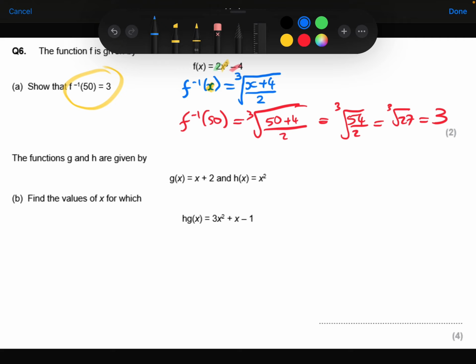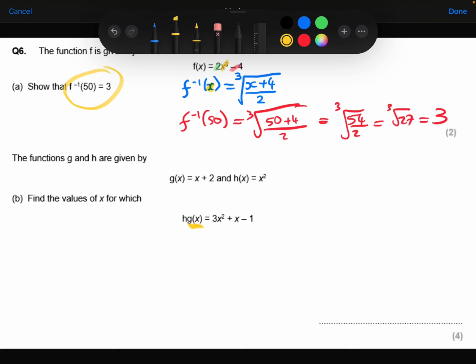We're then told that the functions g and h are given by g of x is equal to x plus 2, and h of x is equal to x squared. We need to find the values of x for which hg of x is equal to 3x squared plus x minus 1.